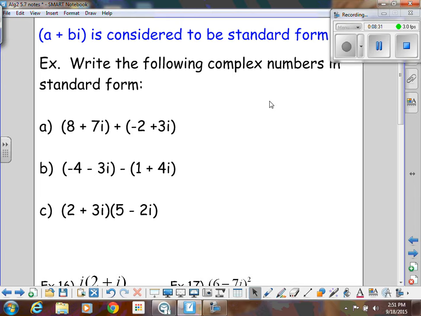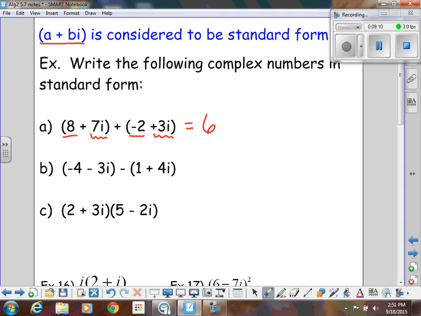So we're going to write these following expressions in standard form. So our answers have to look like a plus bi. So when we're adding or subtracting anything with i's in it, you just treat i like a variable. And with variables, we look for like terms. So in this first example, 8 and negative 2 are like terms because they're both constants. Notice they don't have an i with them. And then 7i and 3i would be like terms because those are the imaginary parts. So I'm going to combine 8 plus negative 2. That gives me 6.